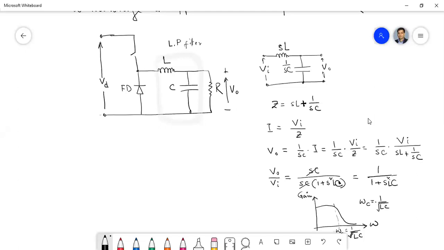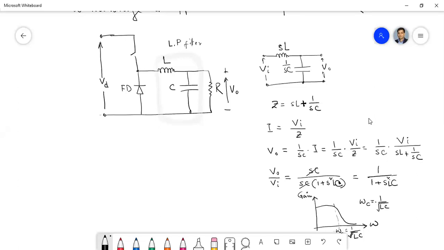Now, instead of that, what is the difference? Any idea? Hmm? What is this difference? So, smoothness of ripple component.